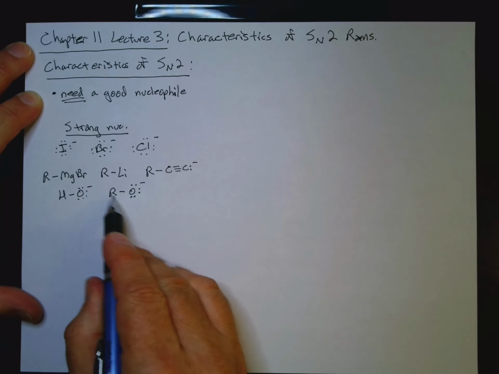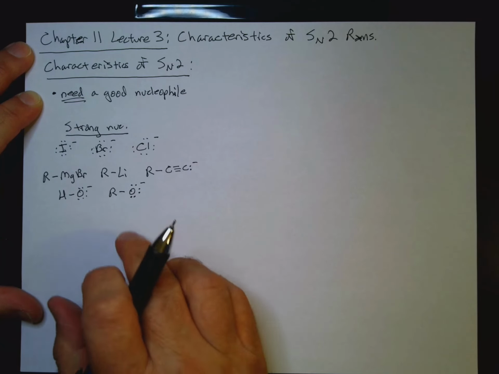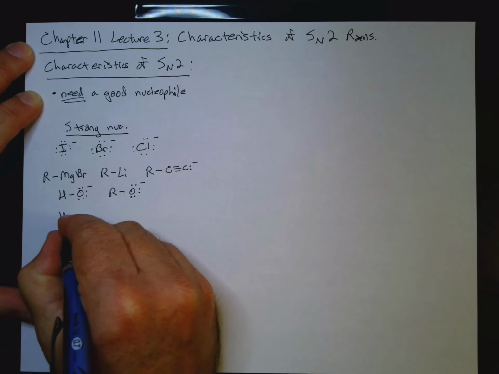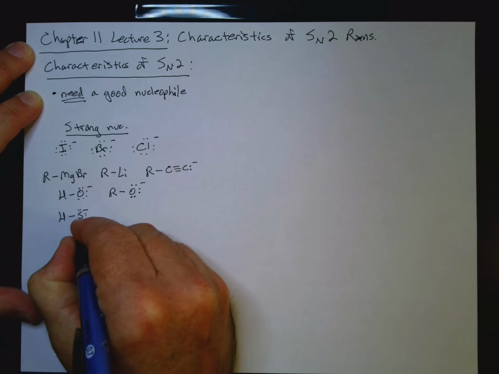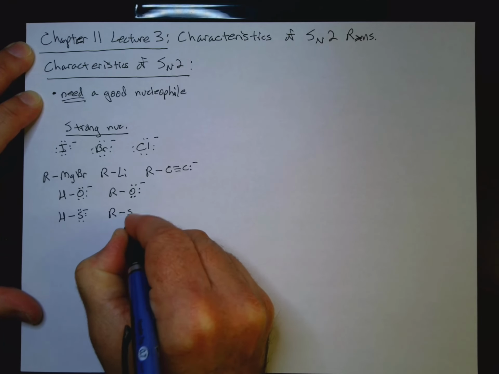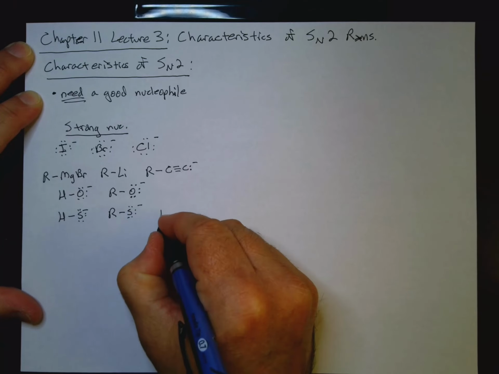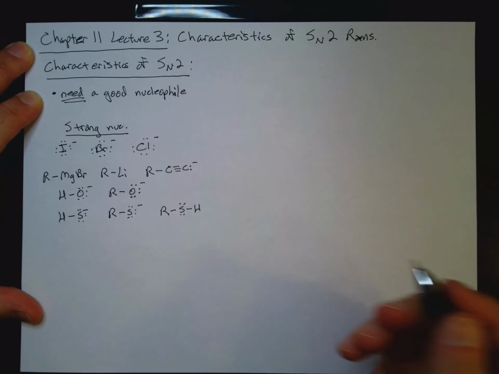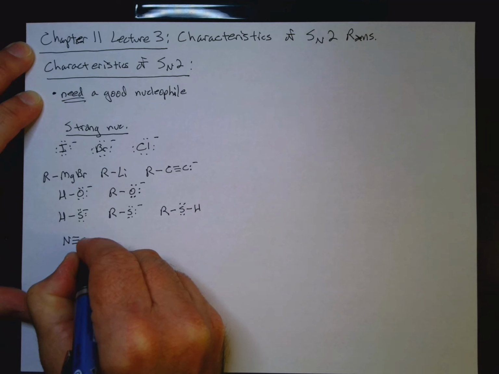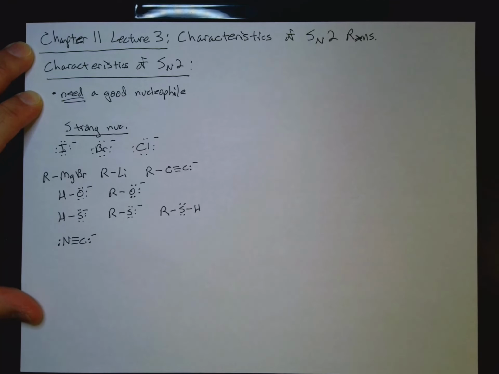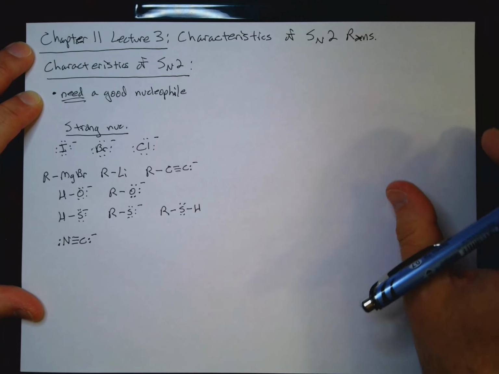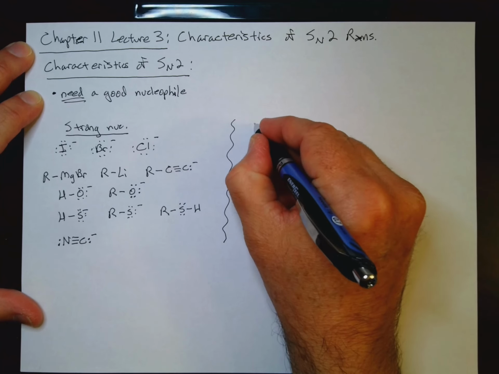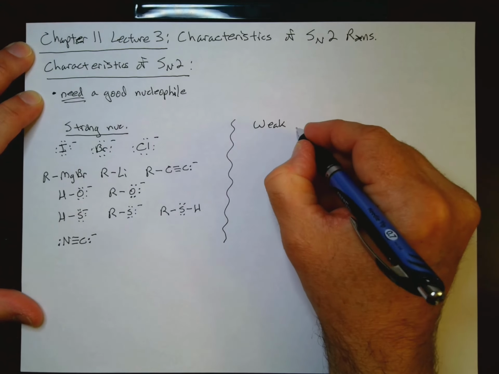So hydroxide came from water. These guys come from alcohols. We could have the sulfur equivalent, HS minus, or RS minus. Actually, even RSH is a good nucleophile. Some other ones, we could have cyanide. That's a good nucleophile. That's probably about it for now. We can get some other nucleophiles, but we'll run across those later on.